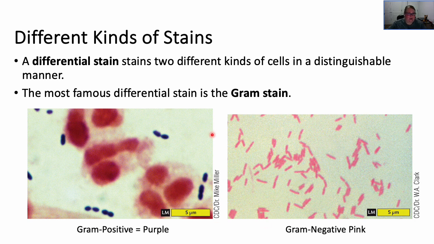Okay, so with this differential stain, it's going to allow us to see each type of cell, each type of bacteria, as a different color. Okay, so in the Gram stain, gram-positives are purple, while gram-negatives are pink. Okay, you need to know these colors. You need to be able to tell the difference between these. This will be something you're tested on in class and in the lab. This comes up all the time. Okay, gram-positive bacteria are purple, gram-negative bacteria stain pink.